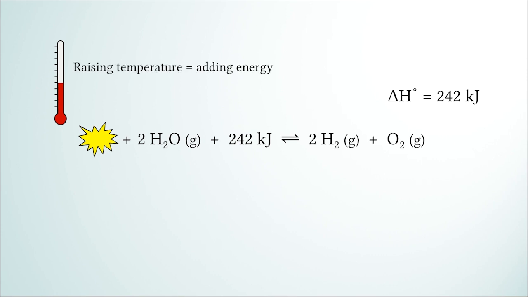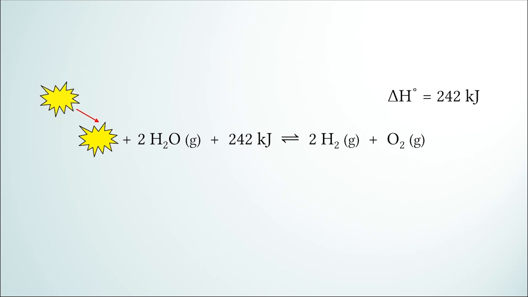We're adding energy, aren't we? So when we raise the temperature in this reaction, we are technically adding reactant. You should know what happens to an equilibrium reaction when we add extra reactant. The forward reaction increases its rate, and more products are formed. Less reactants result. So when we raise the temperature, the reaction will shift to the product side. More hydrogen and oxygen are made, and more water is used up.